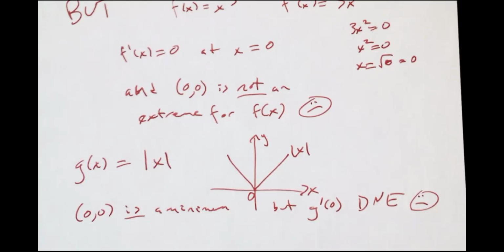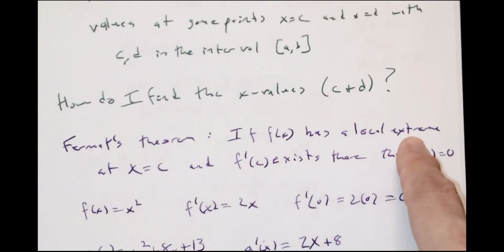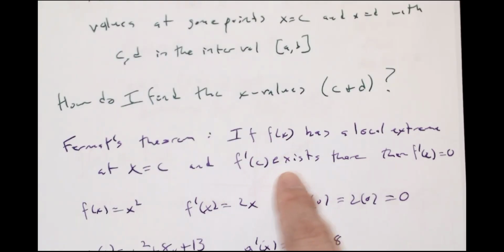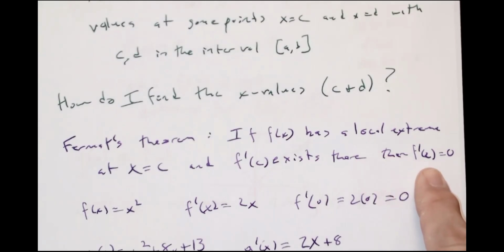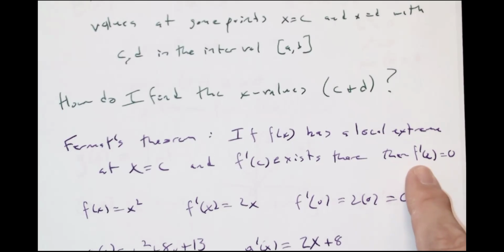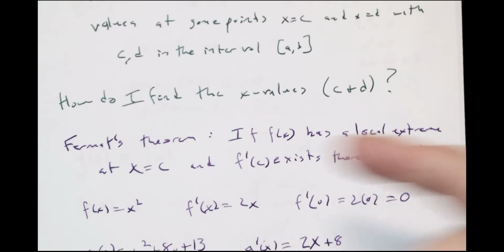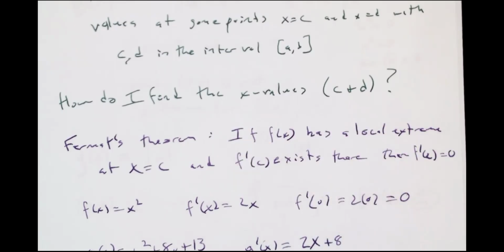If we go back and look at the statement of Fermat's theorem, if my function has an extreme and the derivative exists, then the derivative is zero. If I try and reverse that, if the derivative is zero, that's not going to guarantee me a local extreme. This is a converse error. I'm trying to draw the arrow going the other way from the if to the then. I'm trying to make it go backwards. It's kind of walking up the slide. I can't do that.